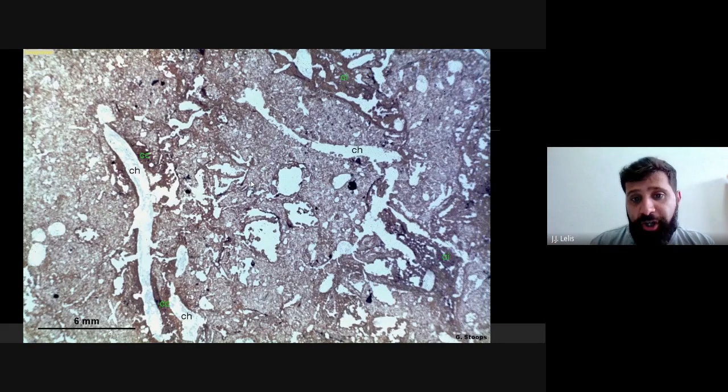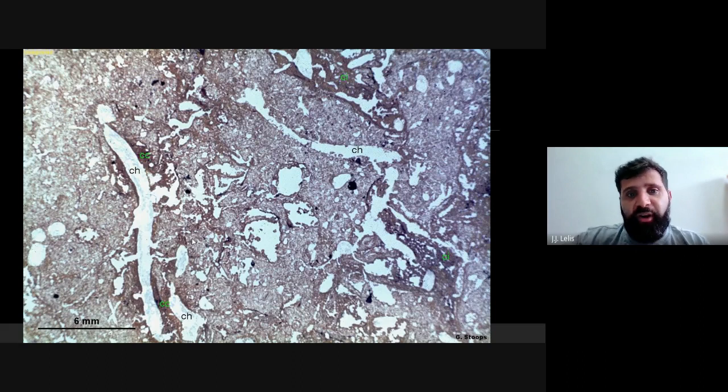We can see some channels like here, and this kind of channel shows us the activity of termites, ants, roots. So it shows us that we have biological activity there. We have a lot of specific micromorphological features that show us biological activity, but this kind of void is very important.